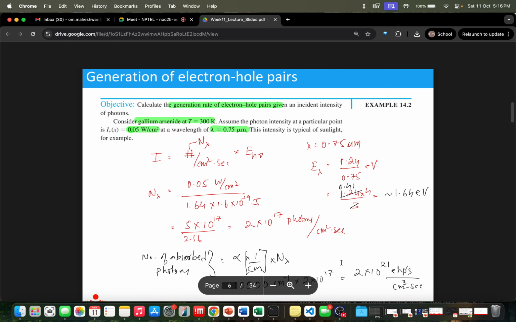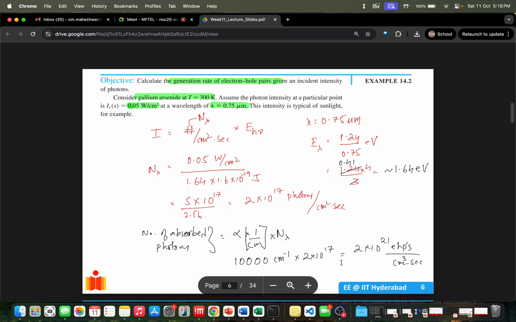Next is the generation of electron hole pairs. Calculate the generation rate of electron hole pairs given an incident intensity of photons. Consider gallium arsenide at a temperature of 300 Kelvin. Assume the photon intensity at a particular point is this, with the wavelength lambda. The intensity is typical of sunlight.